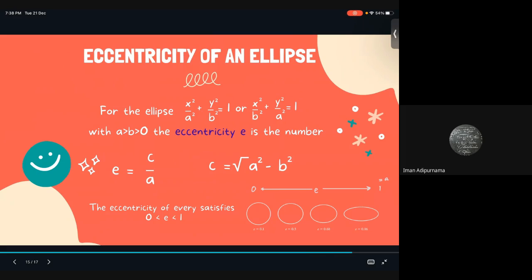Yeah. And we see that the eccentricity of every ellipse, sorry, there's a typo here also. But yeah, the eccentricity of every ellipse satisfies that it will be larger than 0, but it will be less than 1. So we know that. And this is how it will look. If it's closer to 1, it will look a little bit flatter. And if it's closer to 0, it will look almost like a perfect circle. Okay, that will help us when we sketch the graph.